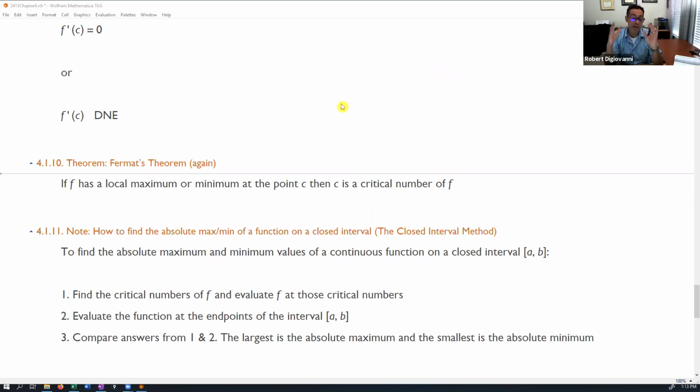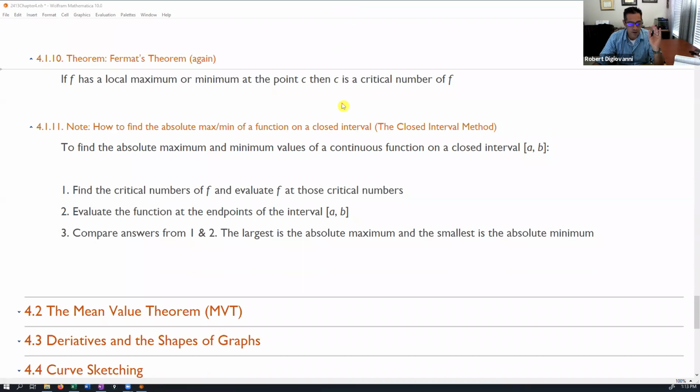All right, so if you haven't really been following what I'm saying up to this point, then this is really the main idea of today, this 4.1.11. This is the big deal right here. This is what we're going to be using. What I'm about to show you is called the closed interval method. It is a method that we use to find the absolute maximum and minimum values of a function on a closed interval.